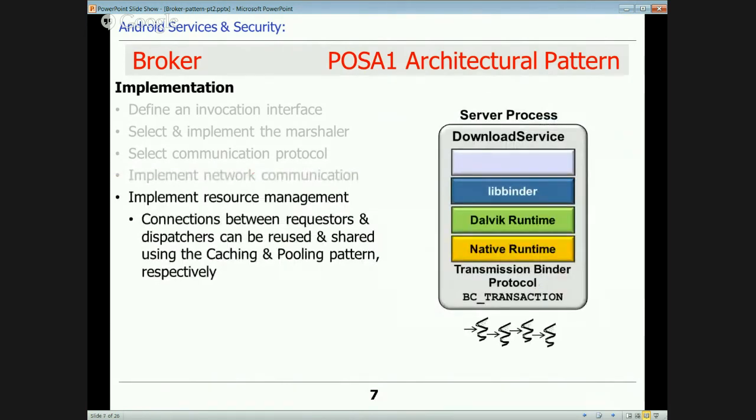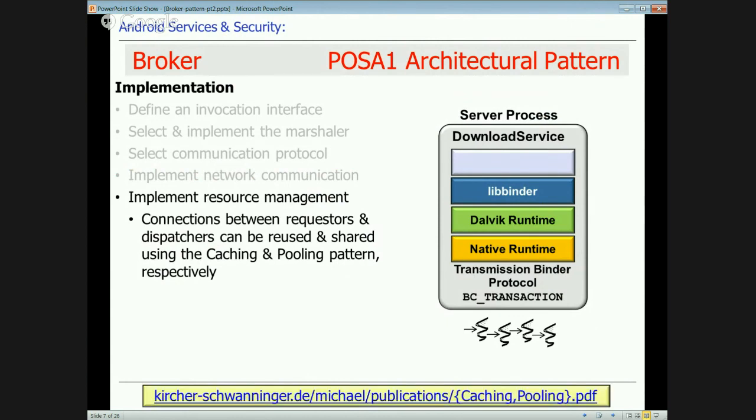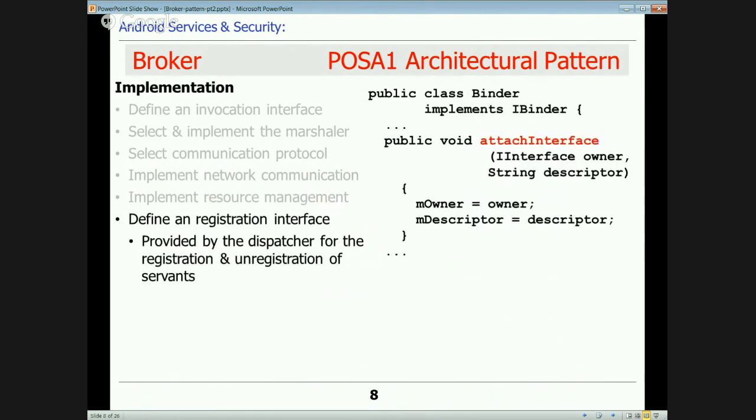There needs to be resource management for managing pools and groups of things, such as pools of threads or pools of buffers and so on, and we'd use caching and pooling patterns that appear in the POSA 3 book. You can also read about them here online. So as you know, in Android, we have a pool of threads, for example. We have a pool of messages that are used, and so on and so forth.